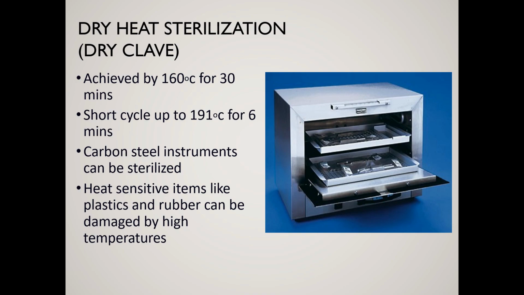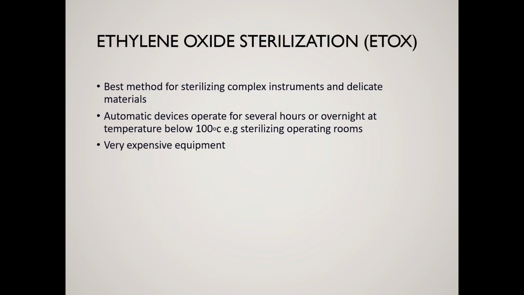What is dry heat sterilization? It is also known as dry clave. It can be achieved by 160 degrees centigrade for 30 minutes. The short cycle for dry heat sterilization is 191 degrees centigrade for 6 minutes. We can sterilize carbon steel instruments as well in dry heat sterilization. Heat sensitive items like plastics and rubbers can be damaged by high temperatures, as I told you earlier as well.